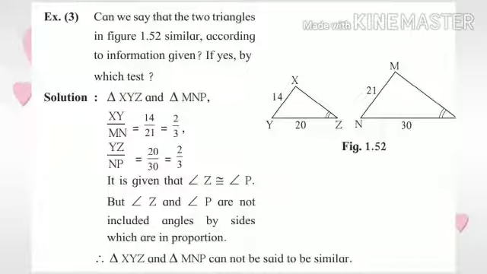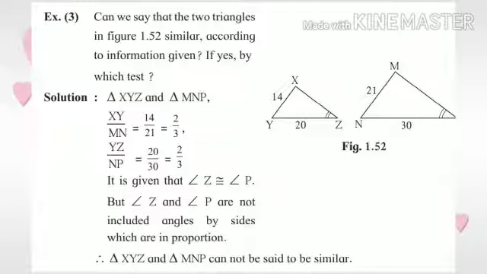Can we say that the two triangles in figure 1.52 are similar according to the information given? If yes, by which test? Again here two triangles are given to you and some information is given. One is triangle XYZ and the other is triangle MNP. So here two corresponding sides are given. Find the ratio of these two corresponding sides.